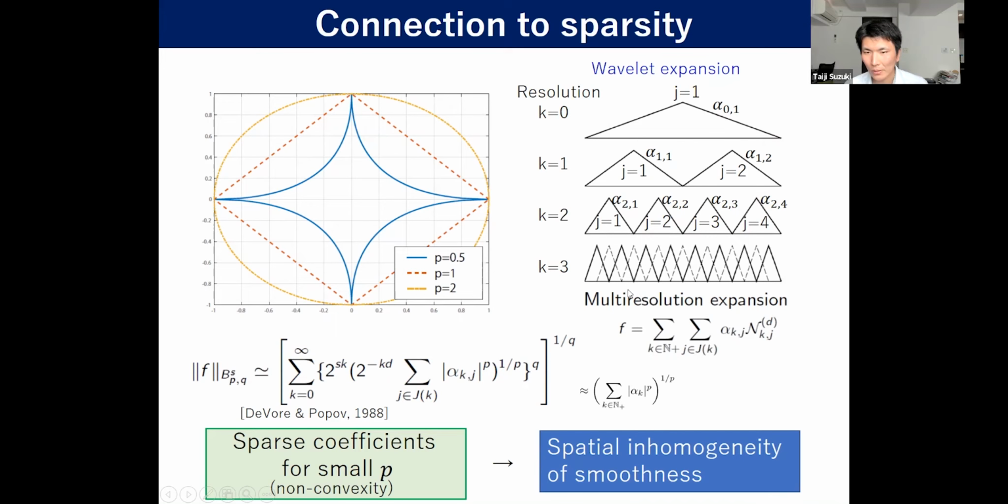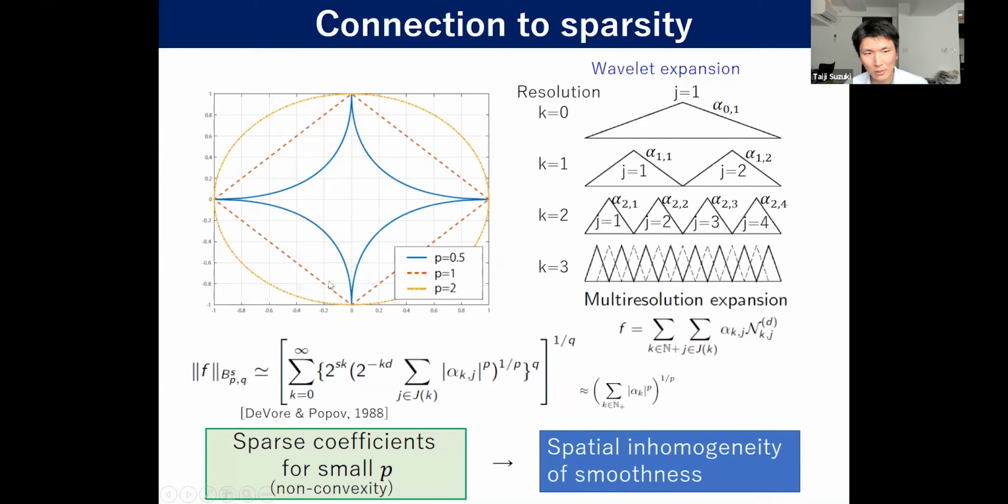If p is large, then the coefficients alpha kj are not sparse, so there doesn't appear an imbalance of the smoothness. But if sparsity appears, then there appears an imbalance of the smoothness. So here we see some connection between the smoothness and the sparsity, and more geometrically, we see the connection between the convexity of the model and the sparsity and smoothness. If p is small, then the unit ball is non-convex.